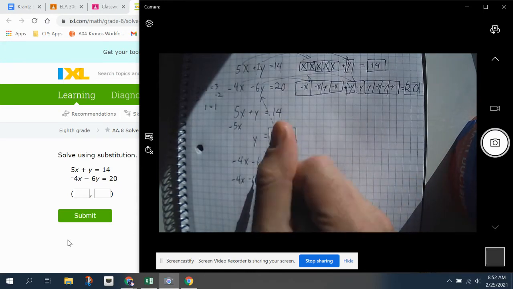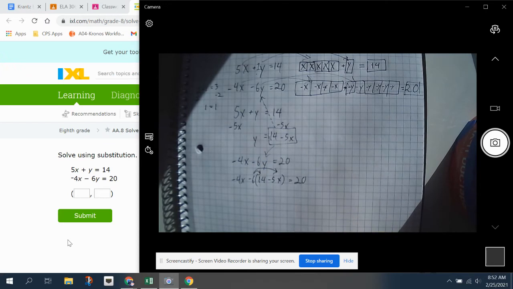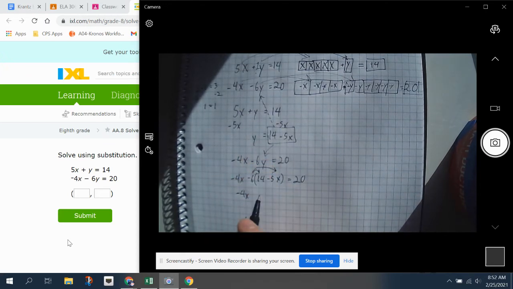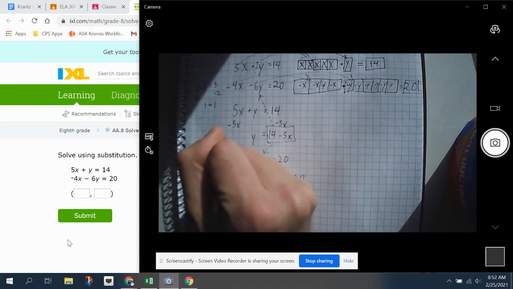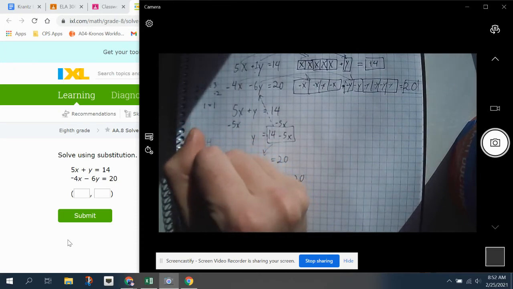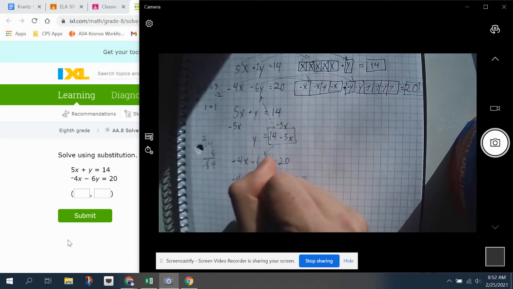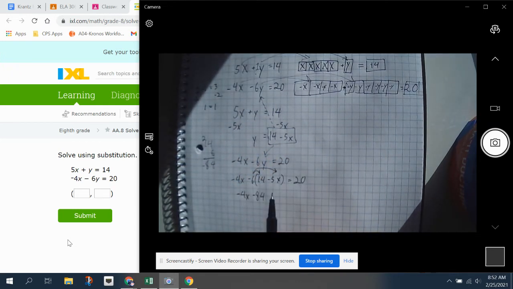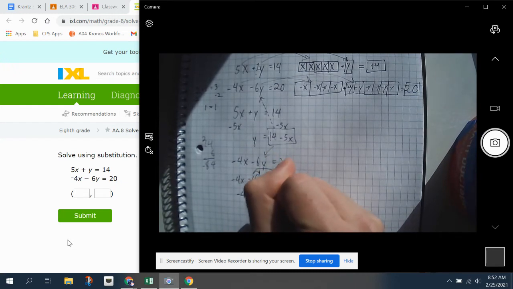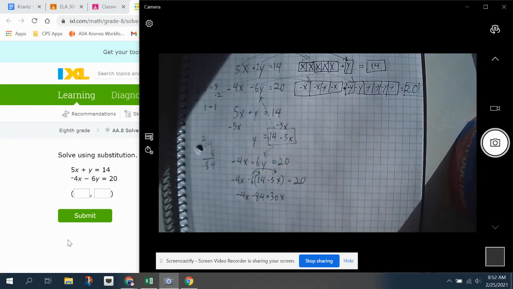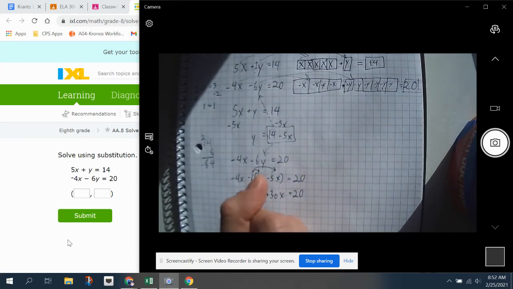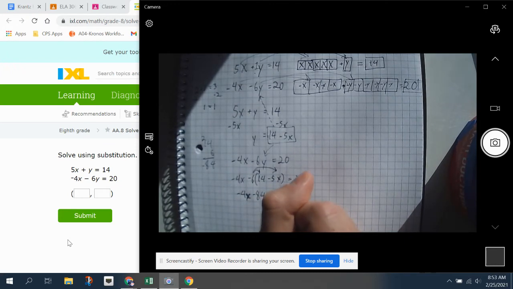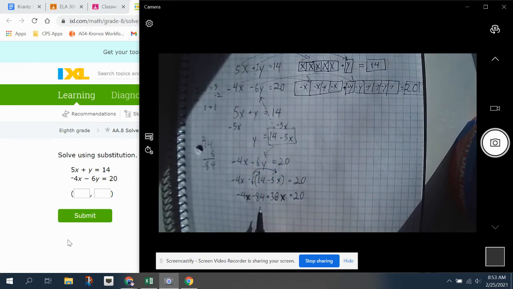So let's do that now. Negative 4x, negative 6 times 14, negative 84. Negative 6 times negative 5 is a positive 30x, equals 20. So now I need to combine like terms. I have x's, and then I have just numbers by themselves. I'm going to go with the numbers by themselves first.